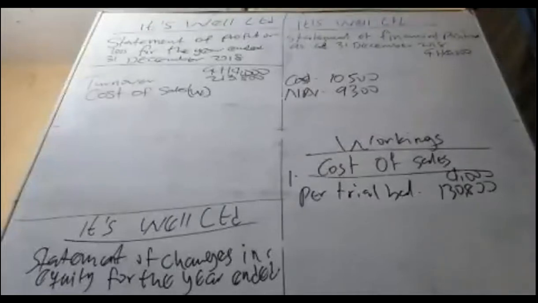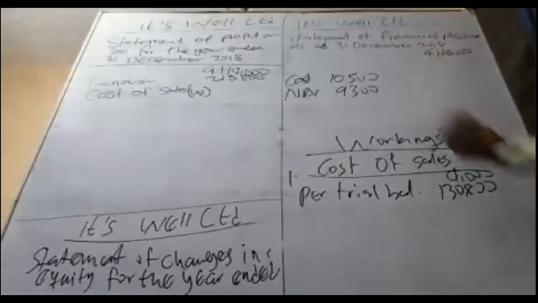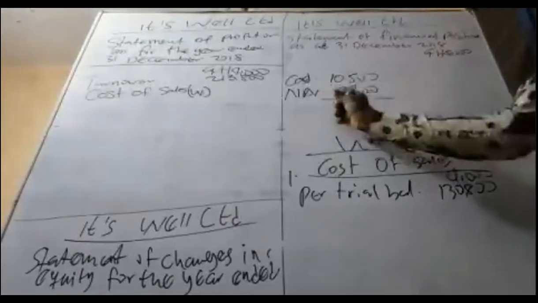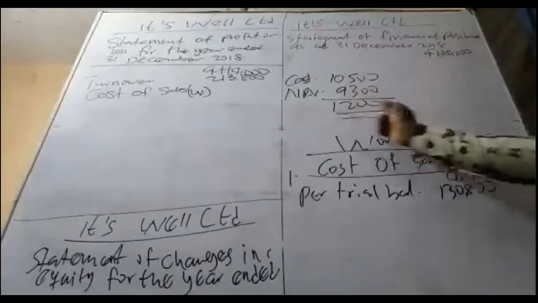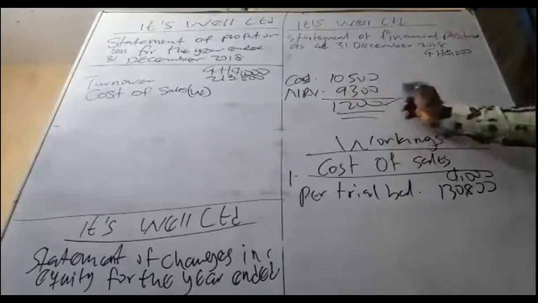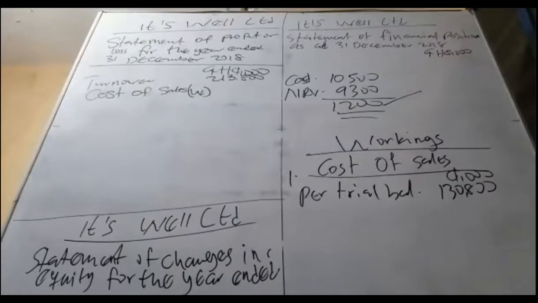So therefore, that inventory must be written down to the NRV, which is the 9,300. Or it must be written down by the difference, the 1,200. And we said that this figure is added to what? The cost of sales as an expense, direct expense.